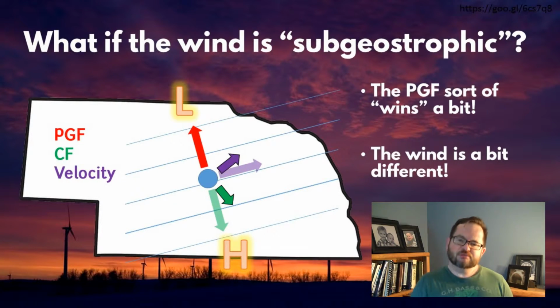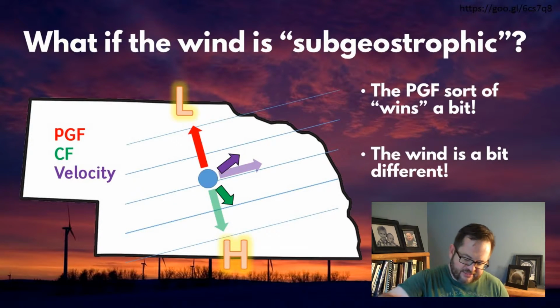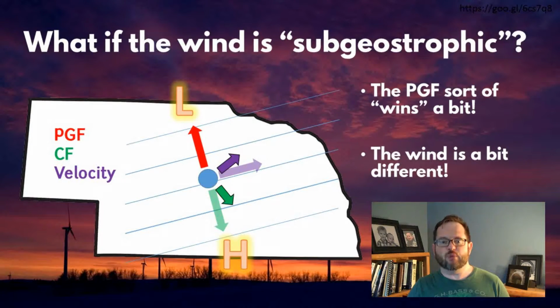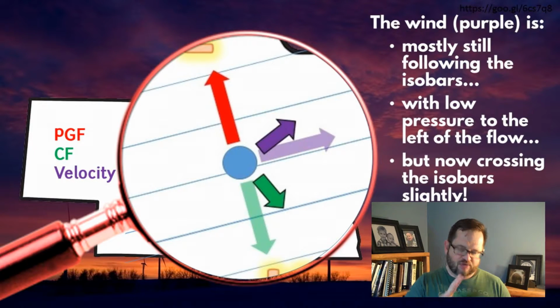It's going to pull the wind a little bit towards the area of low pressure. See how I pivoted it? The subgeostrophic wind is no longer parallel to the isobars. It has turned a little bit. In fact, if I zoom in with my magnifying glass here, you can see how the wind, which is that purple vector there, is still mostly following the isobars.